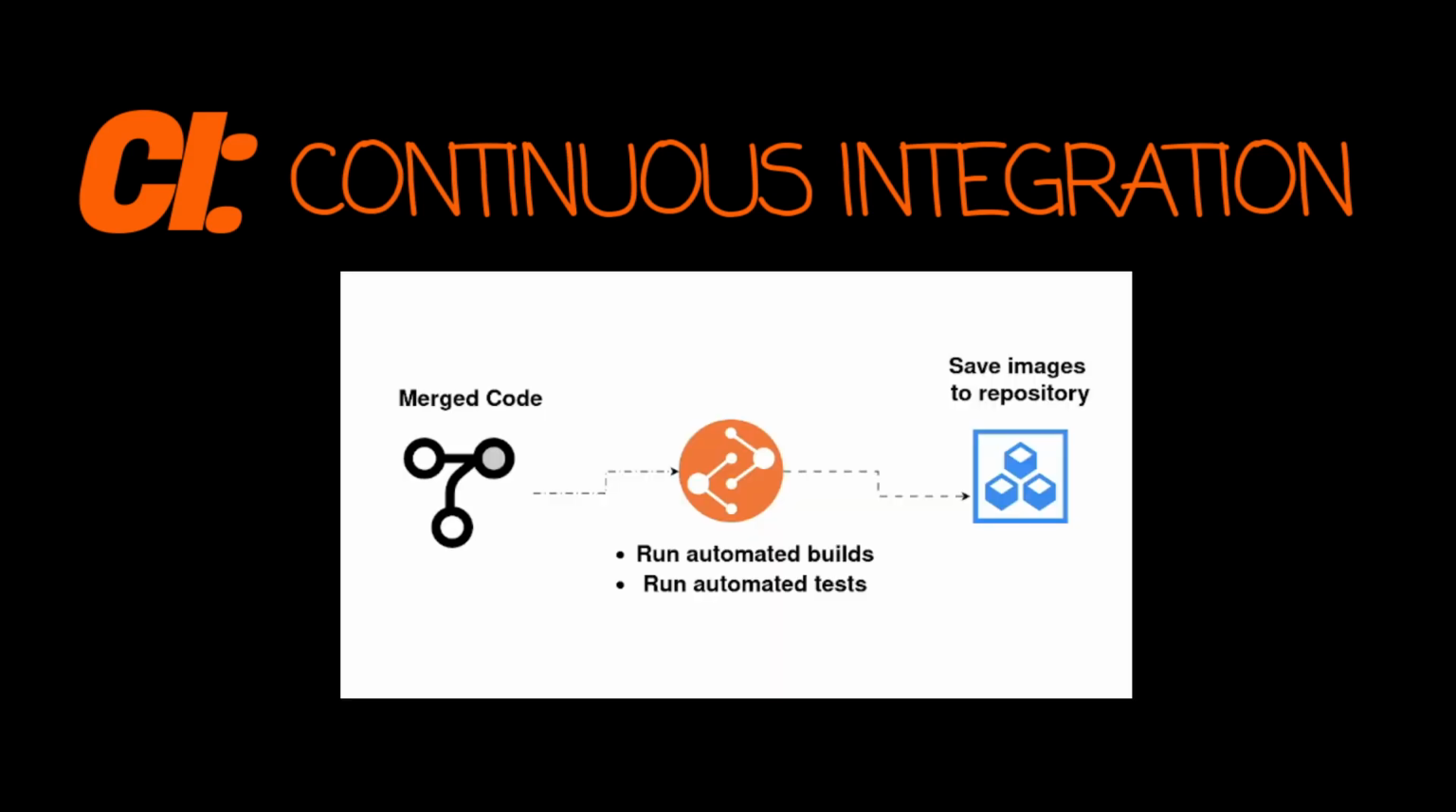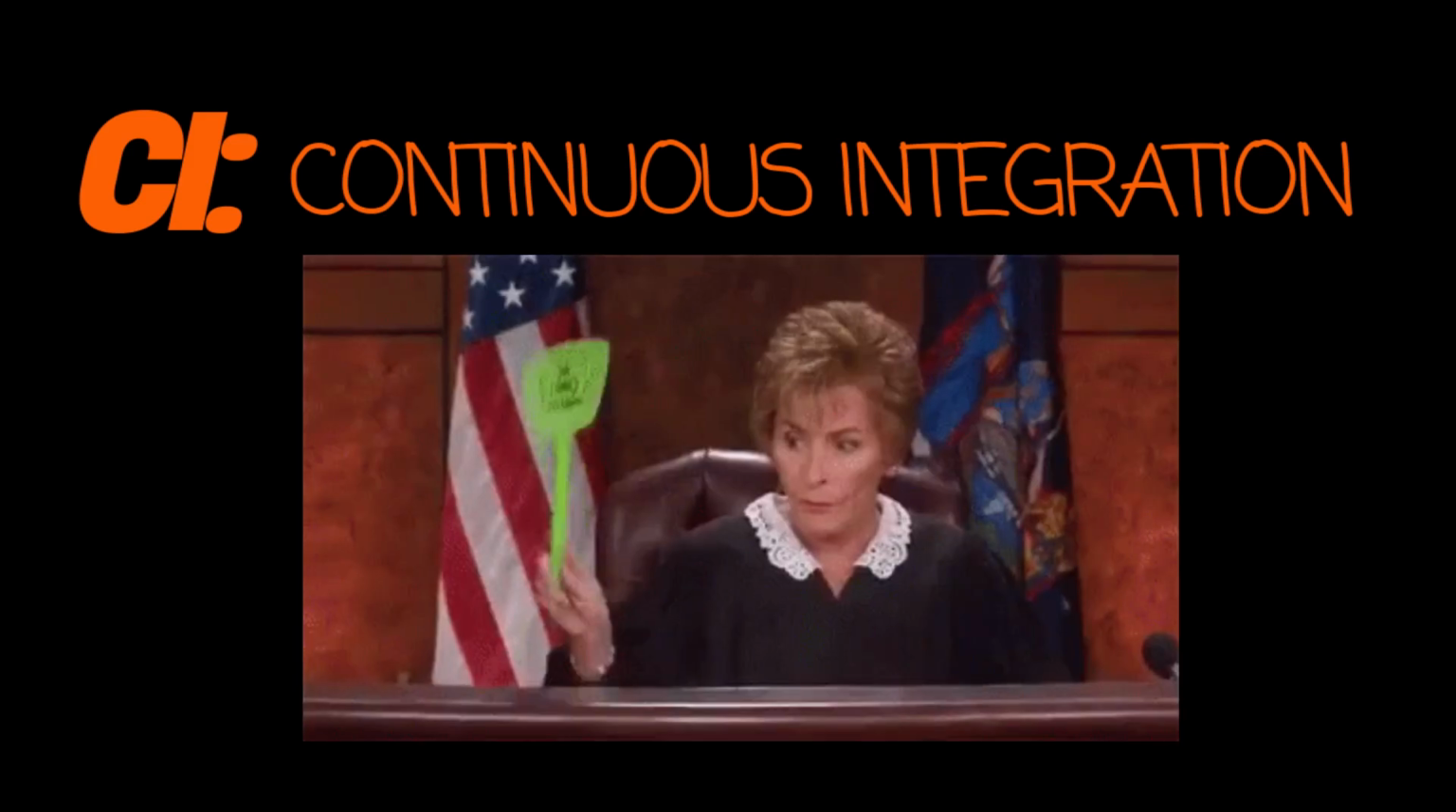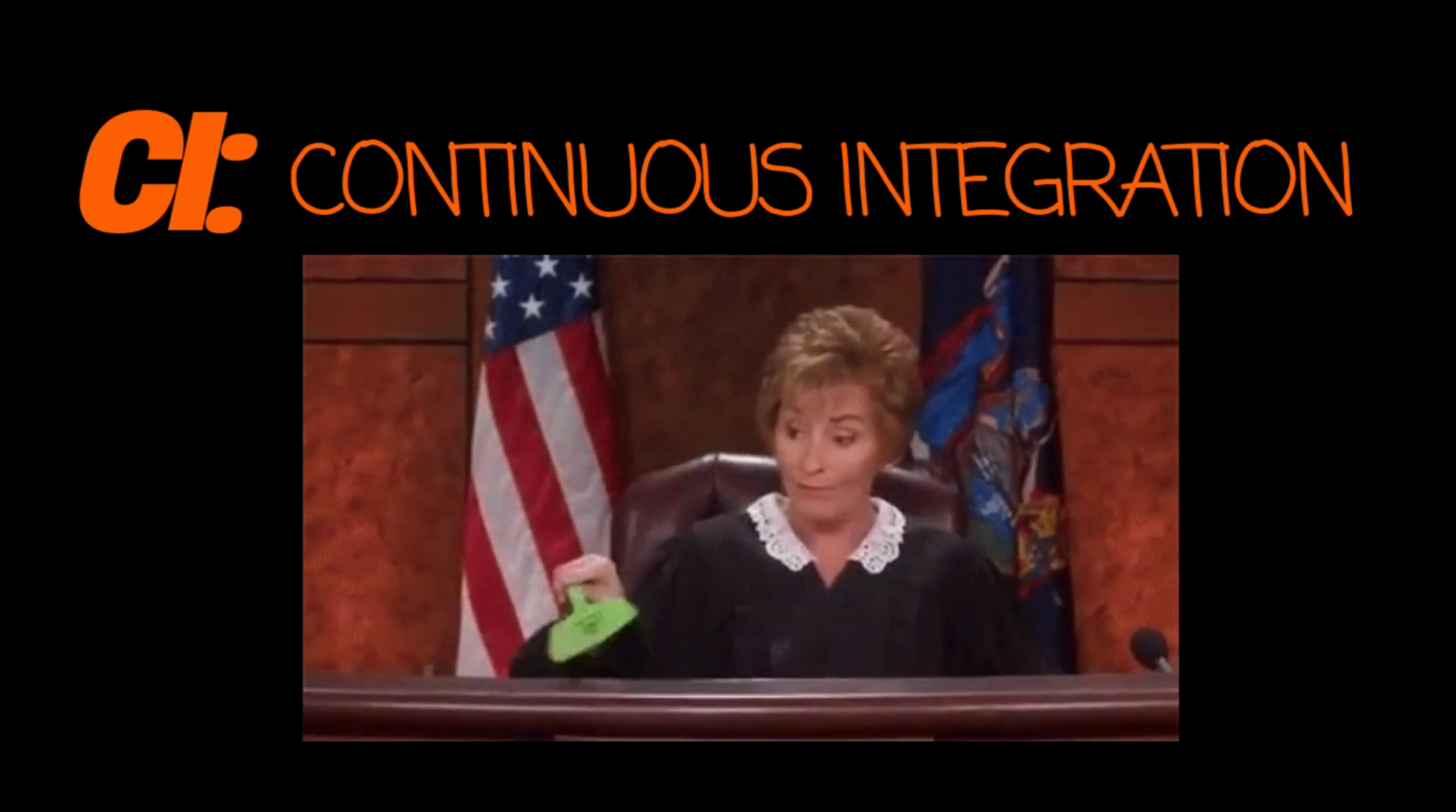CI, or Continuous Integration, is about merging changes into an existing codebase frequently and validating them automatically. Every time a developer pushes a new feature or a fix, the pipeline automatically runs tests, builds the application, and tells you if it passed or failed. The goal is simple: catch bugs early, before they pile up.